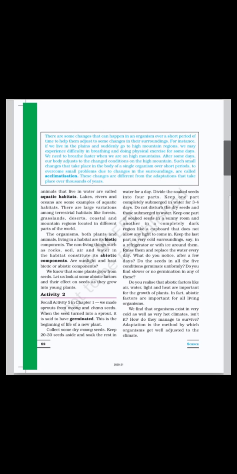Lakes, rivers and oceans are some examples of aquatic habitats. There are large variations among terrestrial habitats like forests, grasslands, deserts, coastal and mountain regions located in different parts of the world.